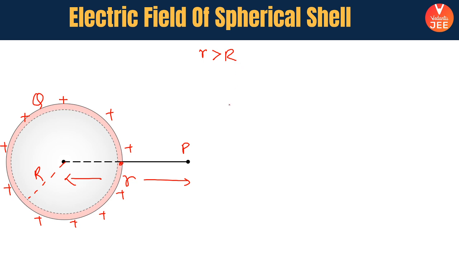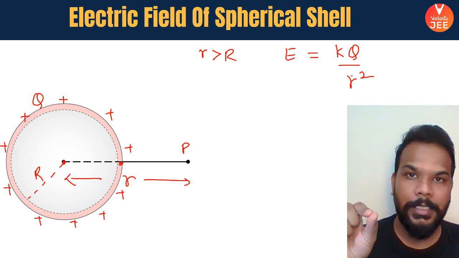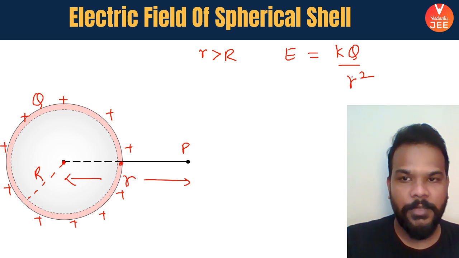The first case is when small r is greater than capital R. We assume that this entire arrangement is symmetric, so the entire charge is placed at the center of the sphere like a point charge. So at a distance small r from a point charge, you write the electric field as kQ by r square. Just like a point charge, the entire charge is assumed to be at the center of the sphere, and the electric field is kQ by r square.